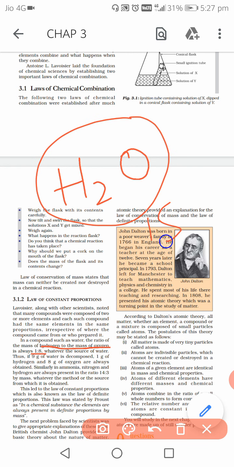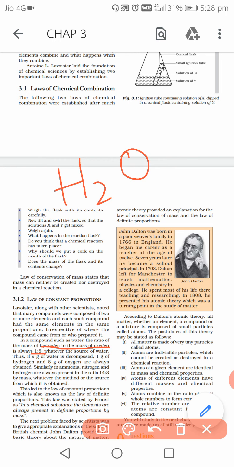Now suppose you take not 9 gram but 18 gram of water, double of 9. How much hydrogen and how much oxygen will be present? Hydrogen will be 2 gram, oxygen will be 16 gram; 16 plus 2 is 18. And why 2 and 16? Because if you divide 2 and 16 by 2, we get 1:8. As I just told, their ratio will always be 1:8. So this is called the law of constant proportion.